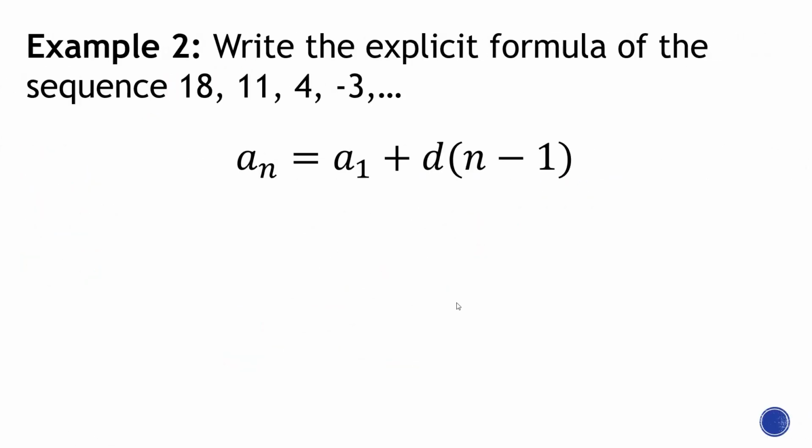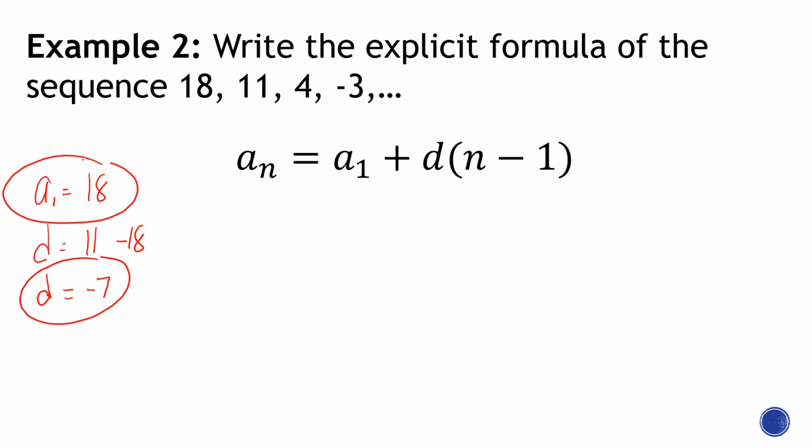Next, write the explicit formula of this sequence. Again, just like what we did in the previous example, all we need to do is to know first the first term, which is 18, and the common difference, which is 11 minus 18, and that is equal to negative 7. Once we know these two variables, the next step is to replace a_1 by 18 and d by negative 7.